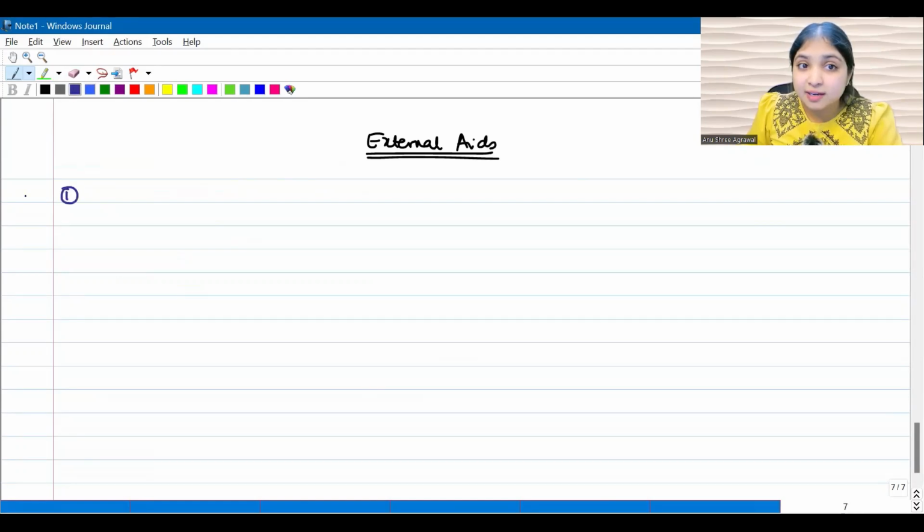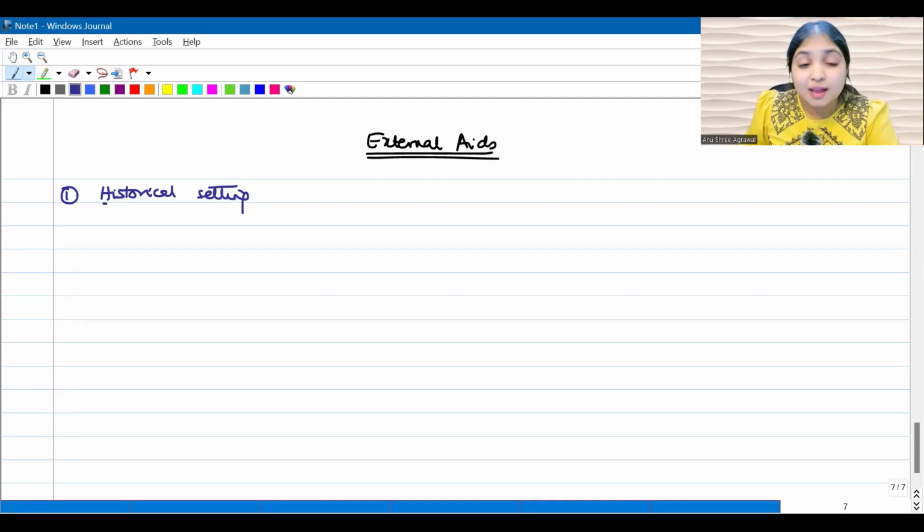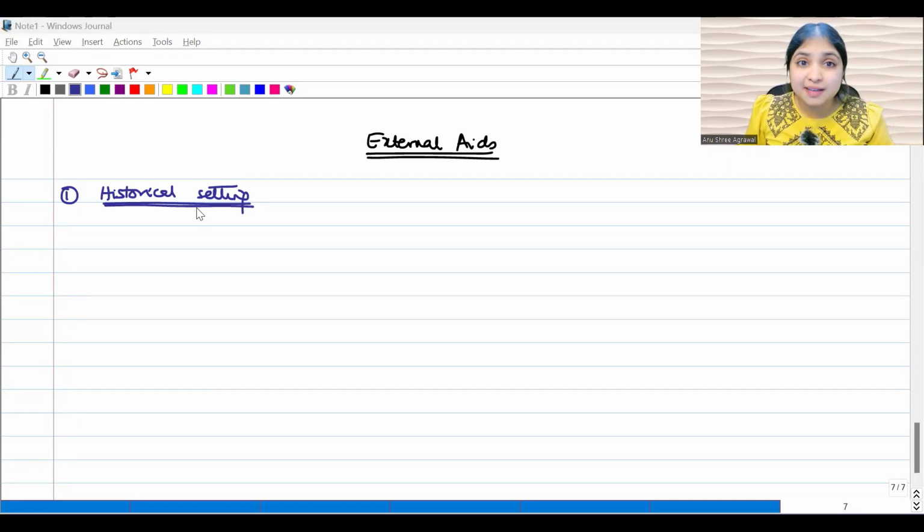The first external aid is historical setting. Historical setting as in, please go back in time when the law was made. At that point of time, what was the social condition existing in our country? What was the problem existing in our country to solve which the law was made? Please go back in time and see the parliament discussions which were made to bring this law into force. Look at the research papers of the experts who made the law.